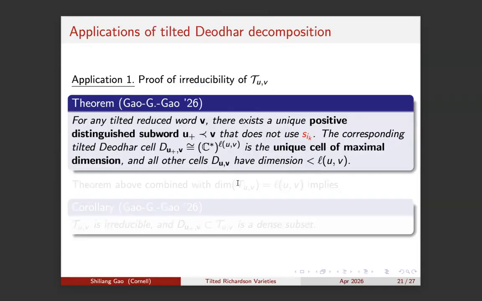So what can we do with this tilted generalization of Deodhar decomposition? Well, first of all, as I hinted earlier, we can prove irreducibility of P_{uv}. For any tilted reduced word of v that we choose, there's a unique distinguished subword that doesn't use the red s_{i_k}. And the corresponding tilted Deodhar cell will be the unique cell of maximal dimension.